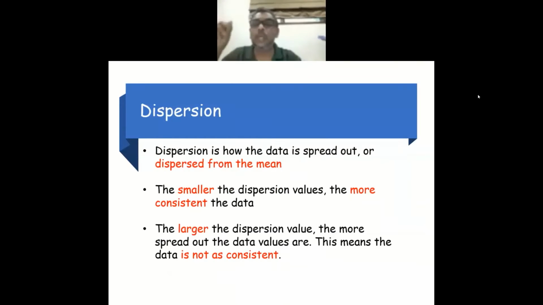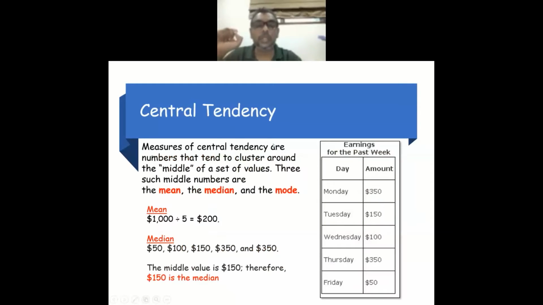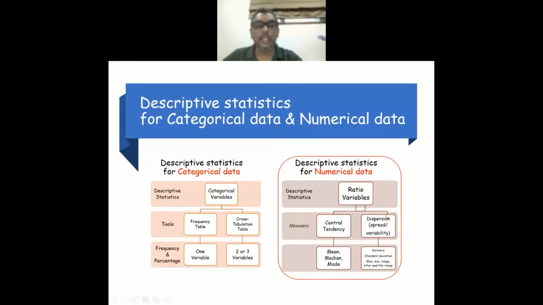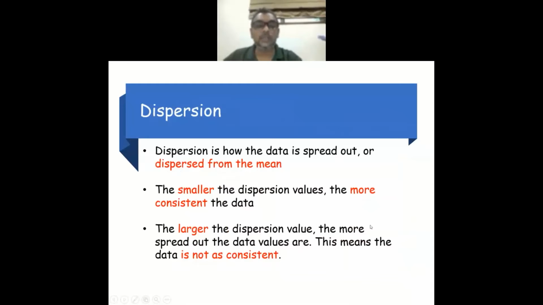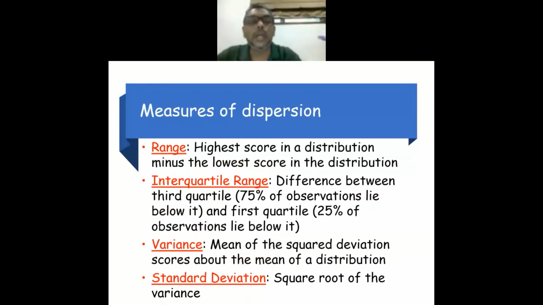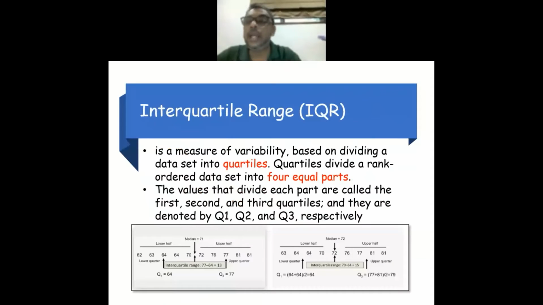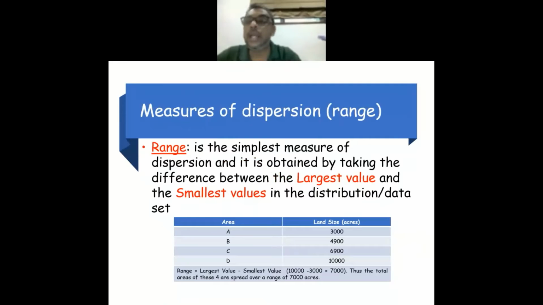Next, we look at dispersion. Dispersion is how the data is spread out or dispersed from the mean. The smaller the dispersion value, the more consistent the data is. The larger the dispersion value, the more spread out the data are. This means the data is not consistent. So how do you measure dispersion? You can do it through range.